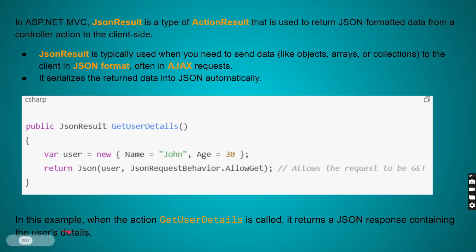In this example, when the action GetUserDetails is called, it returns a JSON response containing the user details.